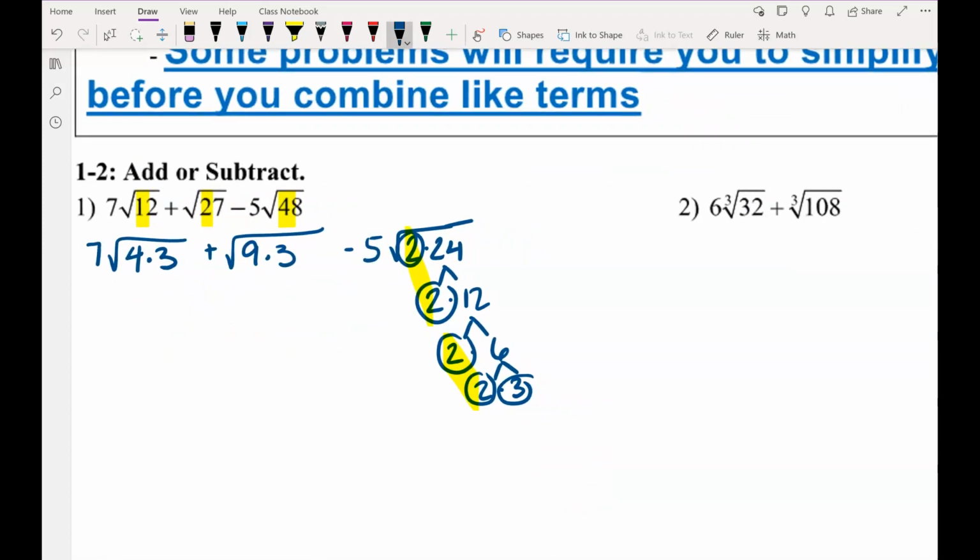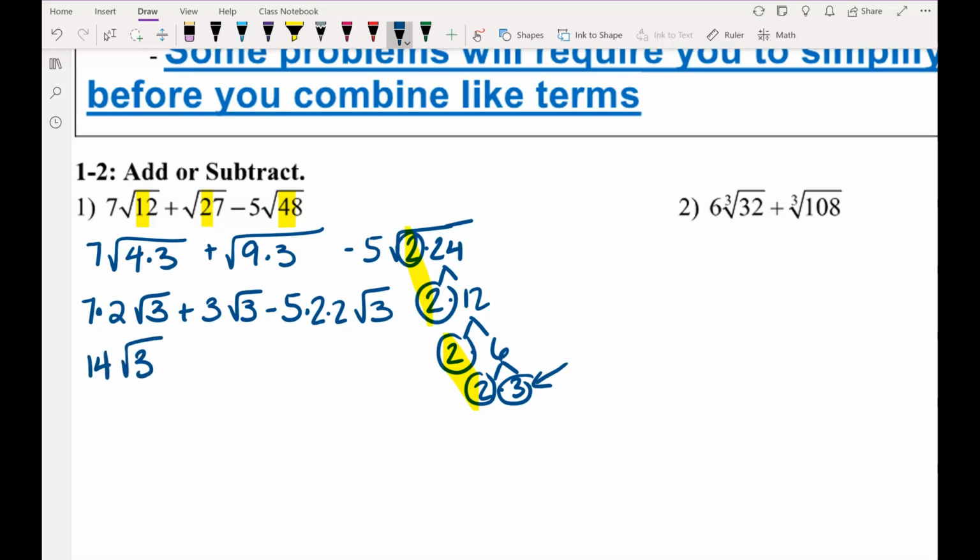All right, so now what do we do with that? We're going to go 7 times square root of 4 is 2. Under, we have a radicand of 3. Square root of 9 is 3, a radicand of 3 again. Minus 5. Remember, we have 2 pairs of 2, so that means 2 times 2. And again, I have one prime number, which is 3. And from here, let's multiply the outside numbers. I'm going to drop some of these down. And negative 5 times 2 times 2, that's going to be negative 20 rad 3.